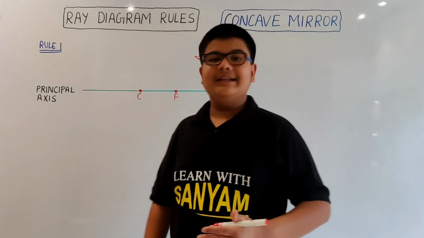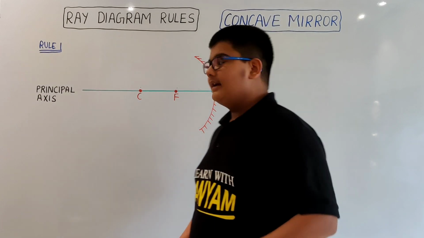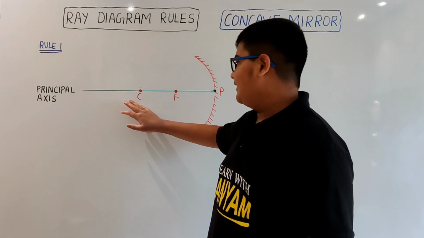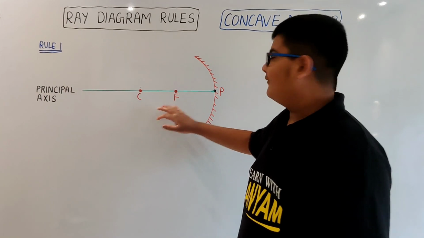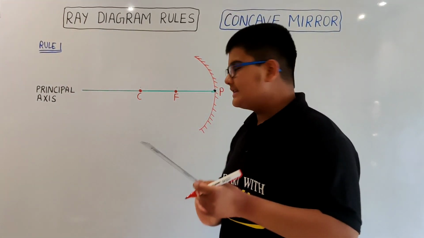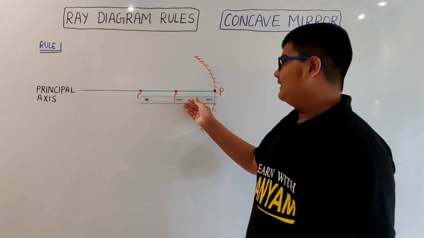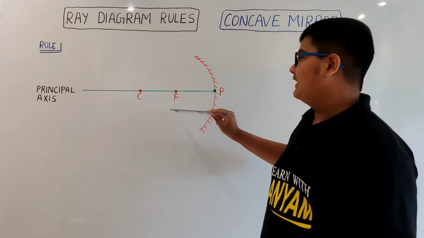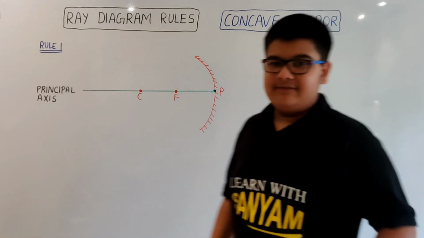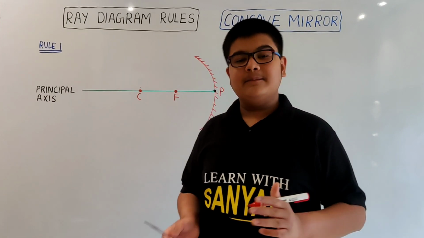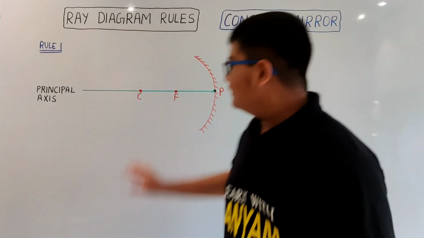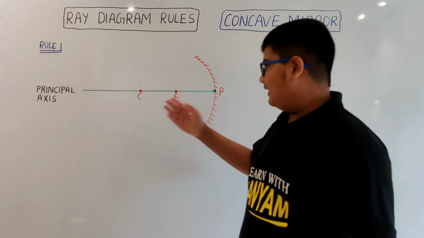And now while making the ray diagram, you must ensure that the distance between the pole and the center of curvature is equal to the distance between the focus and the pole. So for this you can use a scale. I have used a scale and ensured that the distance between point C and point F is the same as the distance between point F and point P. If you don't do that, then you might get a wrong ray diagram. So you must ensure that. So this is the base diagram for our ray diagram.